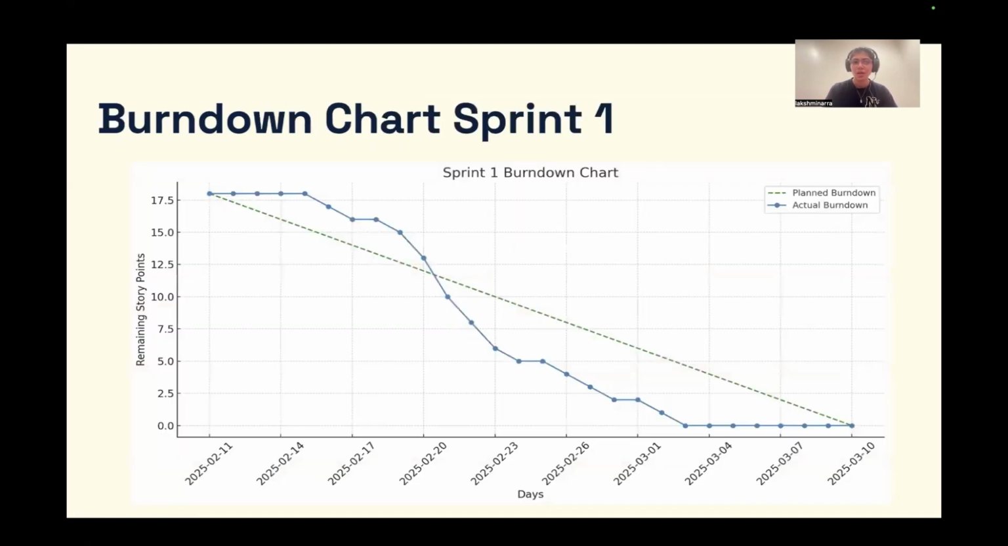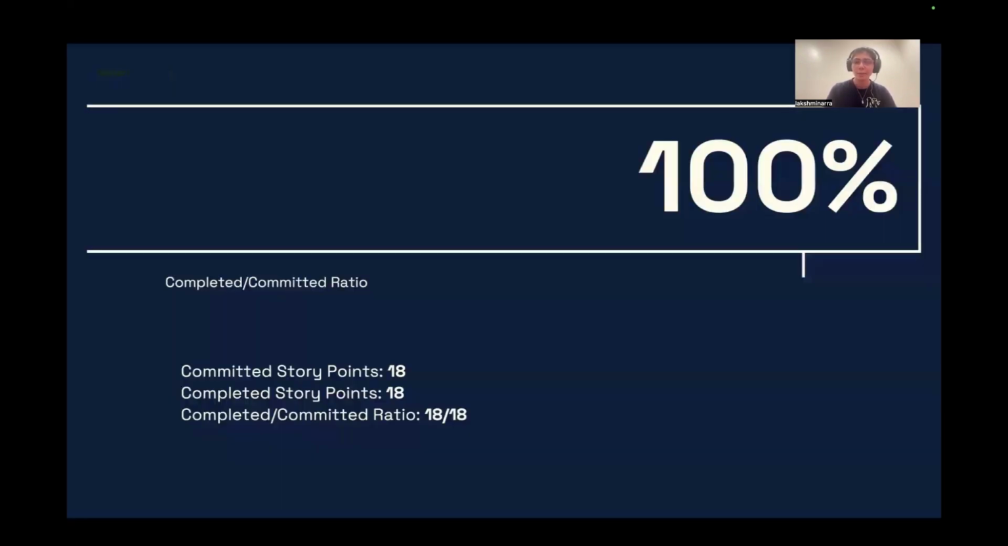The burndown chart basically tracks progress over the sprint. Initially in Sprint One, our work was slowed down slightly, but we picked up in the middle by closely planning the burn rate. The team efficiently completed all tasks within the sprint time frame. Can you turn the slide?